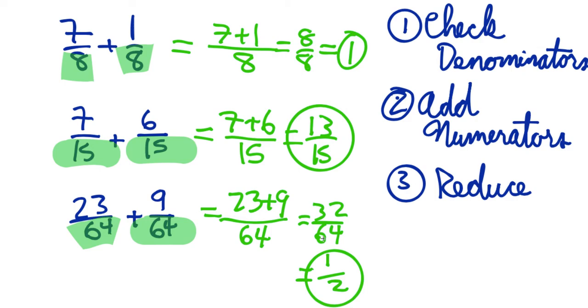That's how you guys add like fractions. Check the denominators first because otherwise you've got to do a little fraction manipulation to make sure you have like fractions.